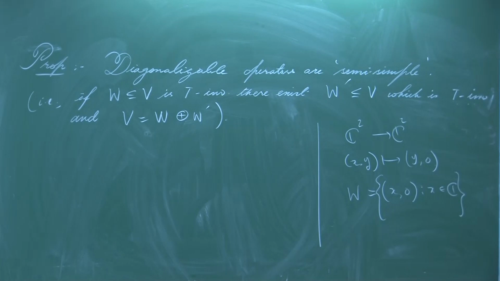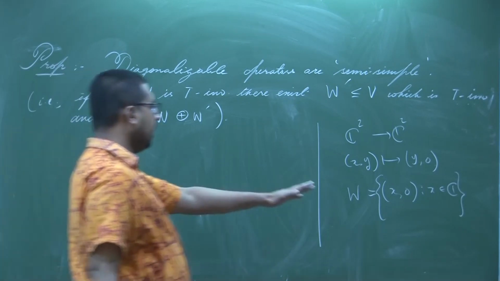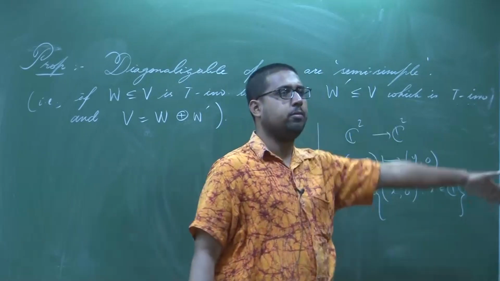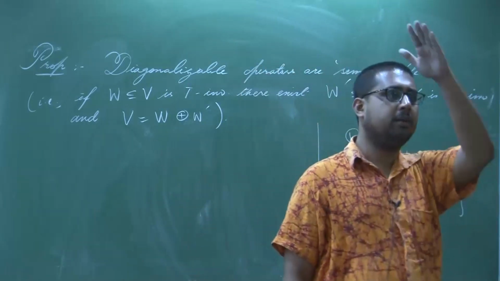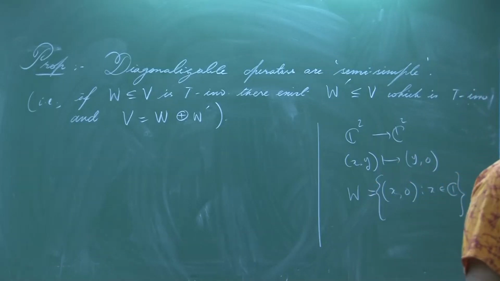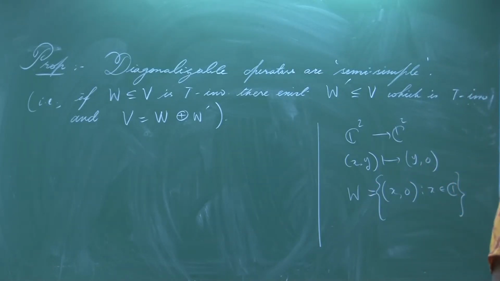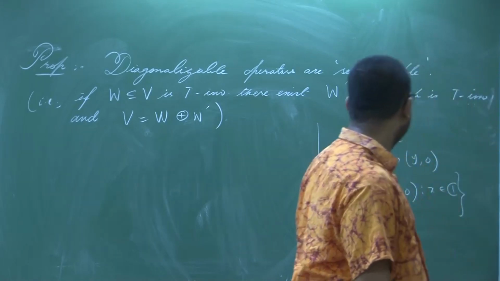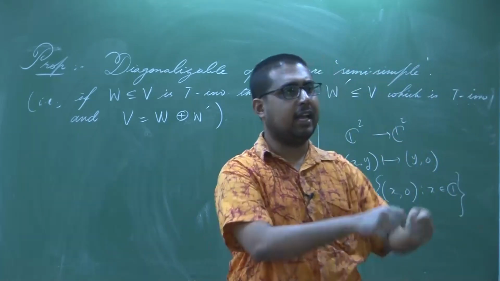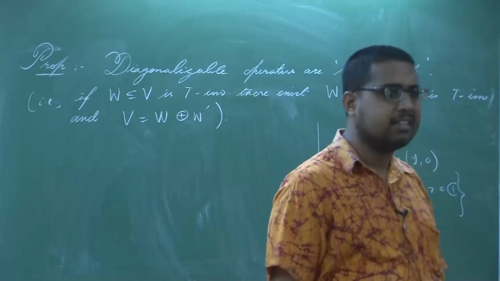invariant complement. Why? If you had an invariant complement, it would be one dimensional, since W is one dimensional. So an invariant one dimensional subspace means you would have an eigenvector here, but we have already proved that there is no eigenvector other than those lying on the x axis.